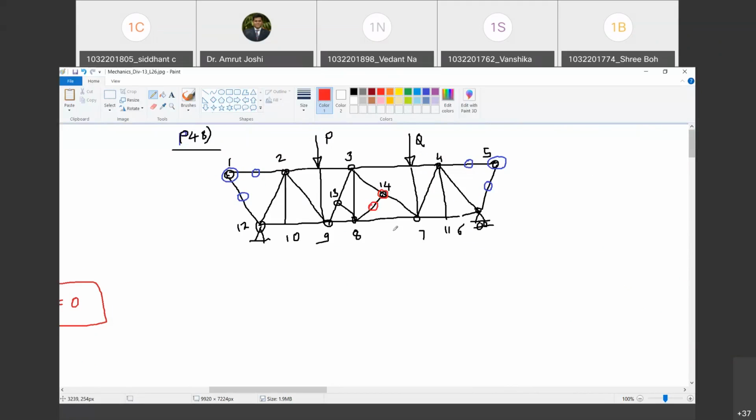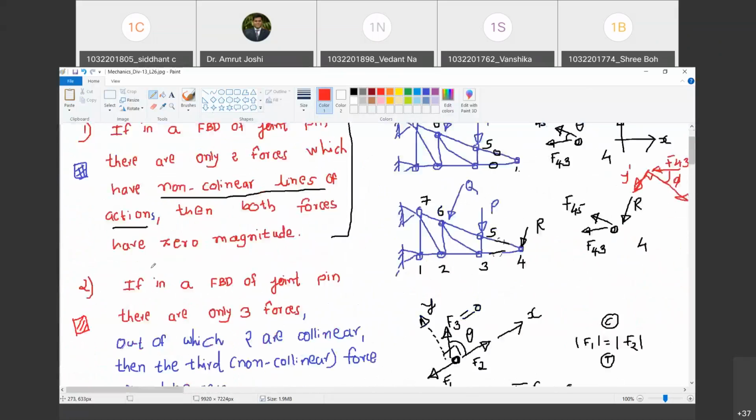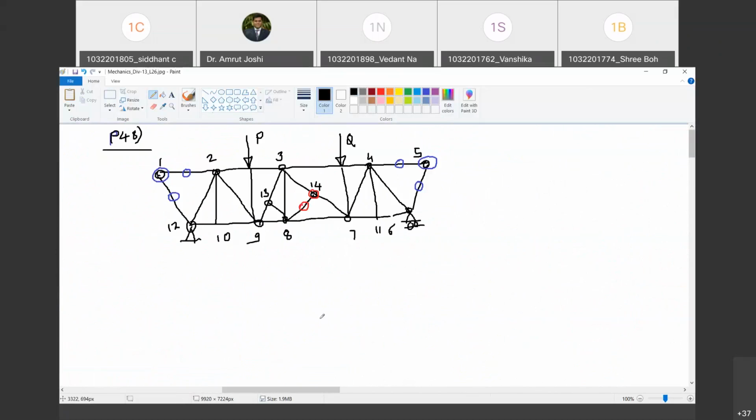So even before solving it, either by method of sections or method of joints, I already know the force in this member is 0. Happy? Yes, sir. At the same time, what does part B of this rule say? Forces in collinear members must be equal. So the force in this member must be equal to the force in this member. Are you with me? Yes, sir. So I have applied rule number 2 in its totality. Now let us go ahead.